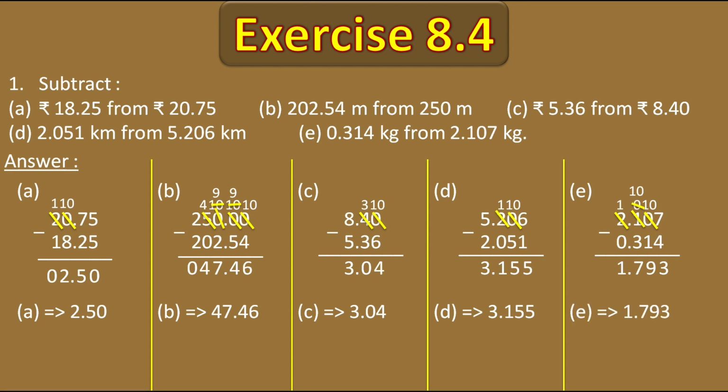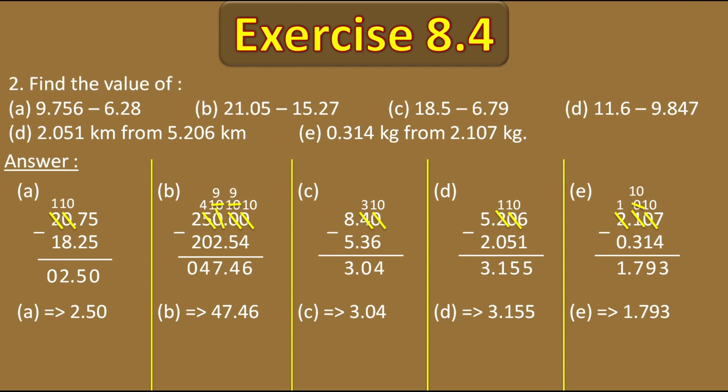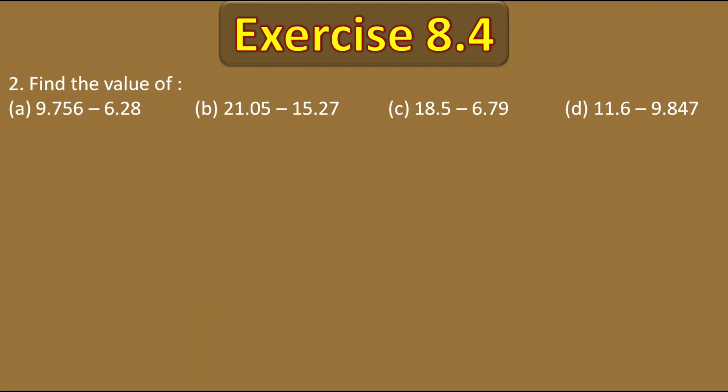Okay. Now let's move to the next question, that is the second one. Find the value of. Now they have given the minus sign directly in between, so we can directly write the first number up and the next number below that. So here the first one is 9.756 minus 6.28.